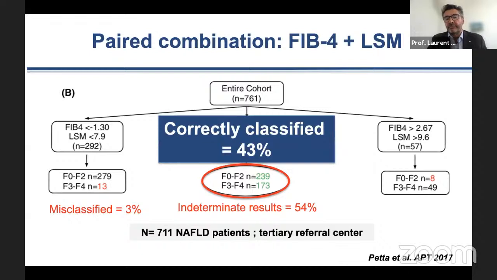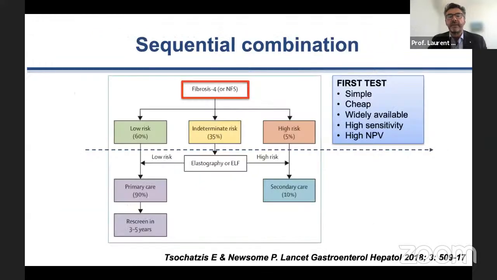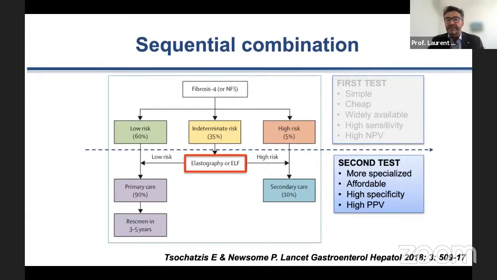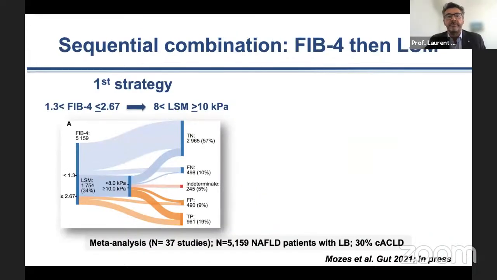And you end up with less than 40% of patients, 45% actually, correctly classified. Another possibility is a sequential combination of two tests. The first test: simple, cheap, widely available, with high sensitivity and negative predictive value, thus a FIB4. And a second test that is more specialized, still affordable, with high specificity and PPV: elastography or ELF.